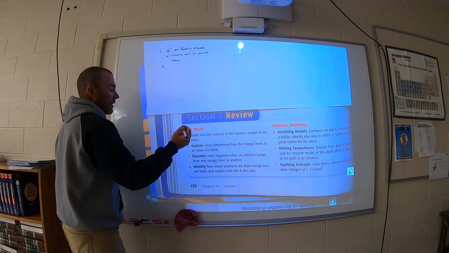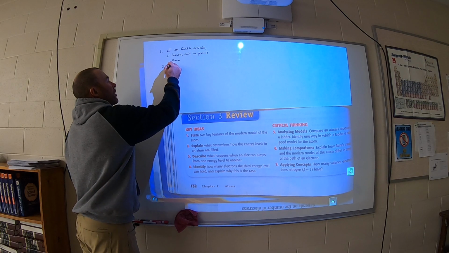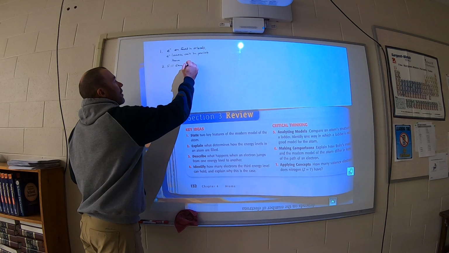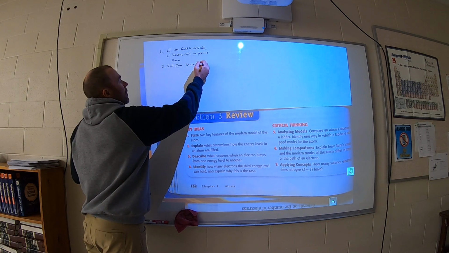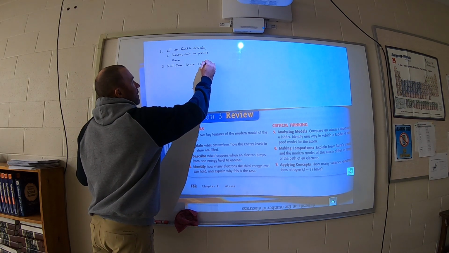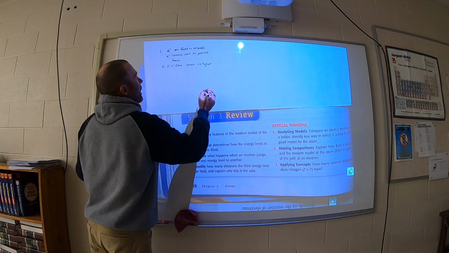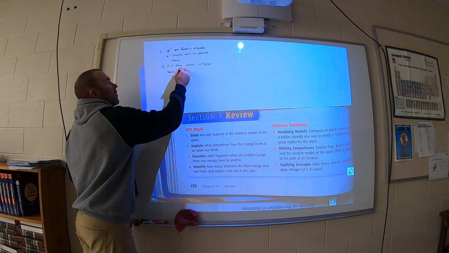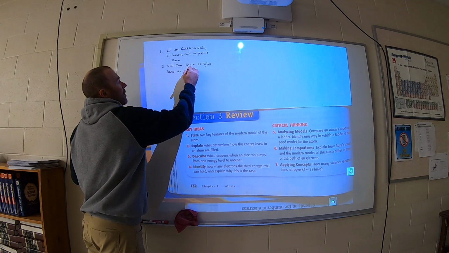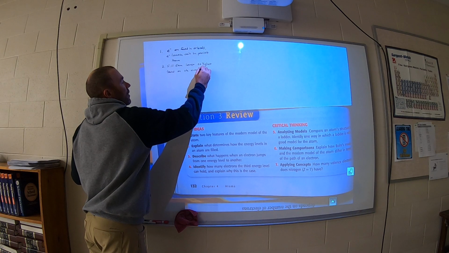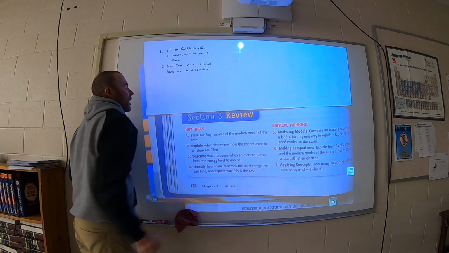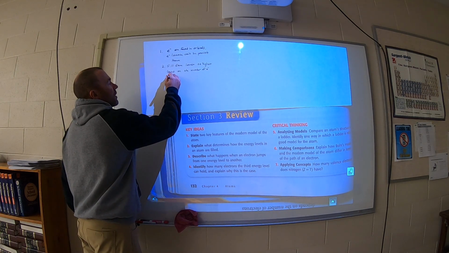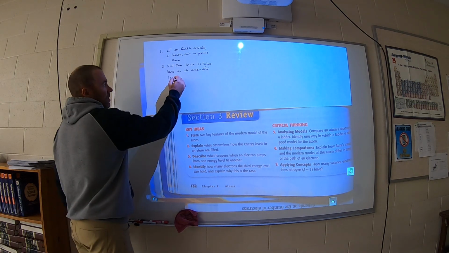Number 2, explain what determines how the energy levels in an atom are filled. Well, they fill from lowest to highest based on the number of electrons. So we would fill the 1s orbital first.